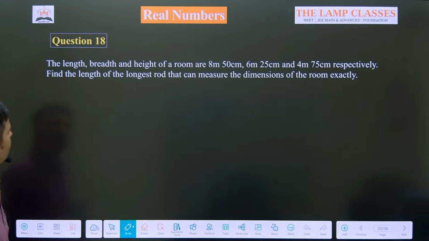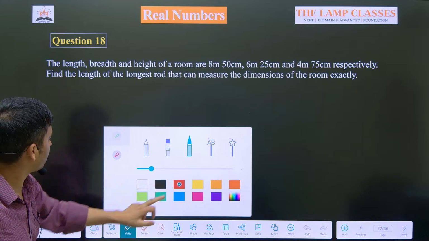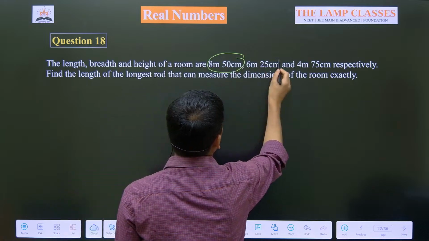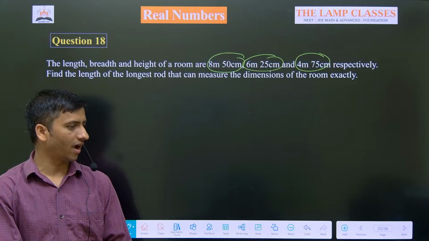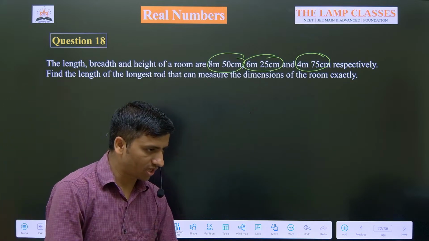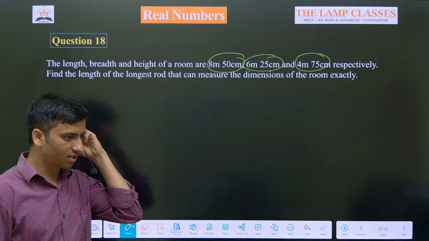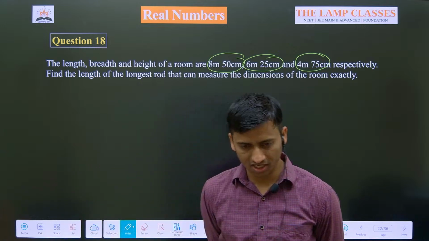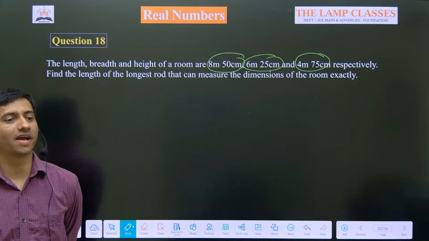This time they have given the dimensions of a room: length, breadth and height. So this is the length, this is the breadth and this is the height. Now they want to measure the length, breadth and height of the room. Are you getting it? And you know there can be multiple ways to measure things, right? So what do we do? Do we take the LCM or HCF? What will be the size of the stick, right?